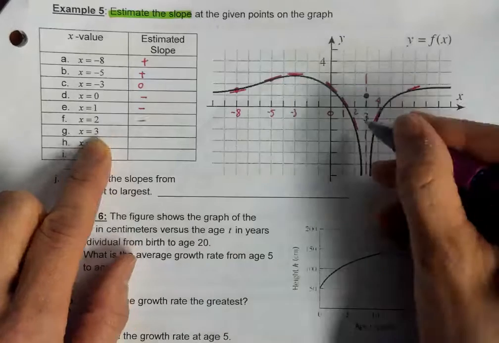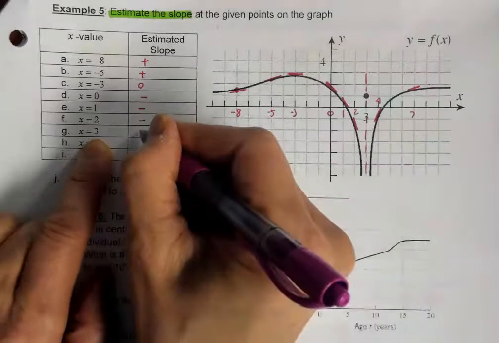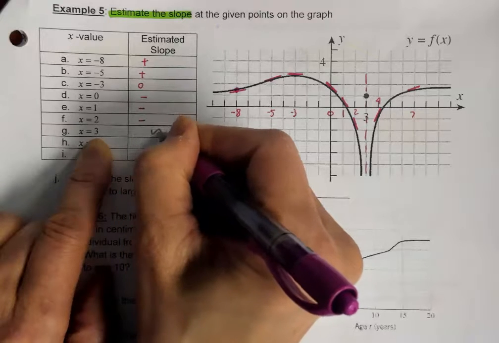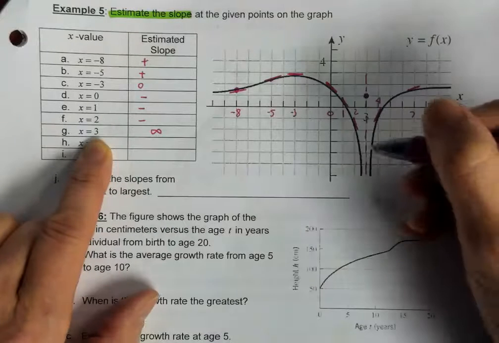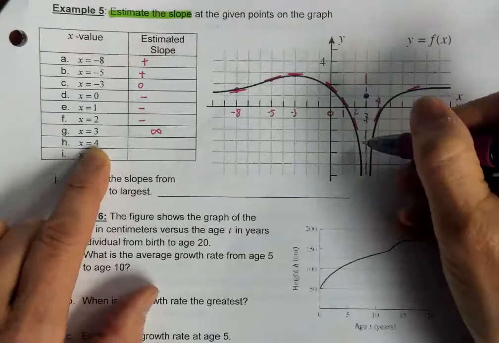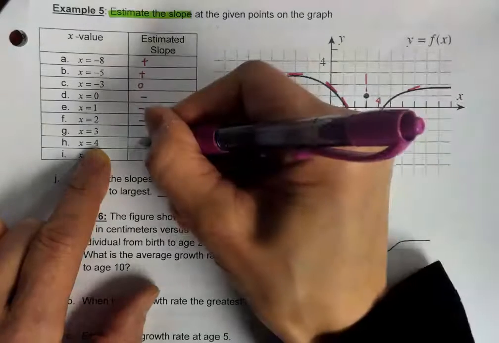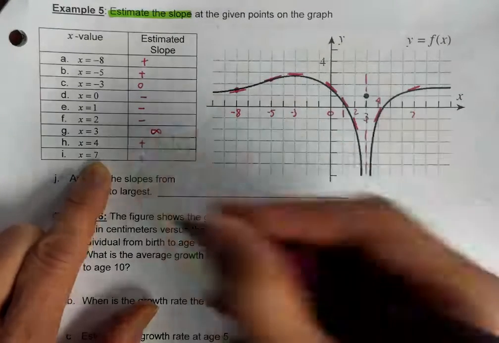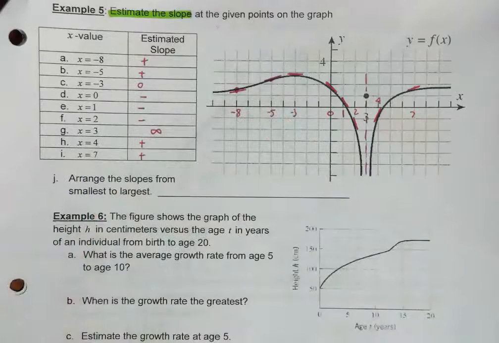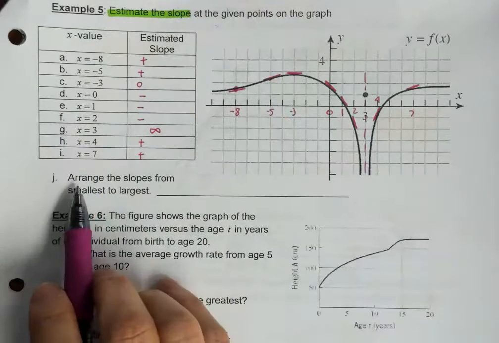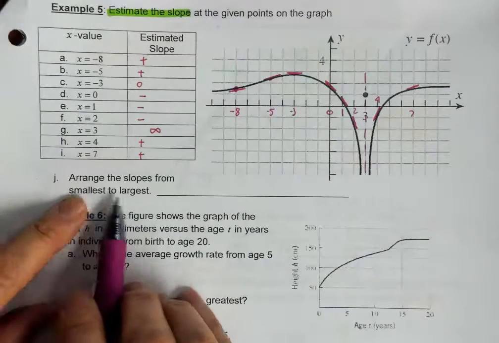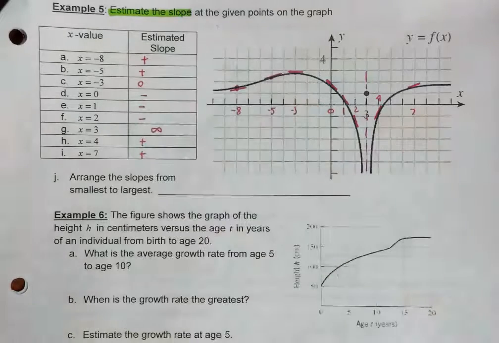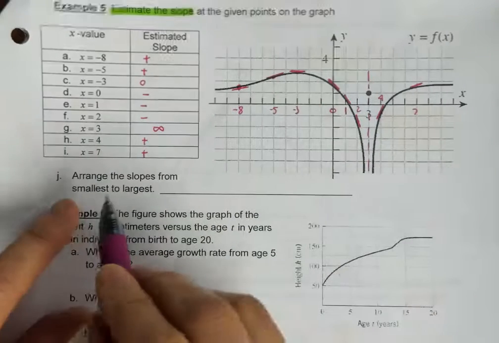1 is negative. 2 is negative, and at 3, we can actually put in a number on this. What would this be? Infinity. Okay, and then how about at 4? It's a positive. And then at 7, it's going to also be a positive. Okay, so in part J, it says arrange the slopes from the smallest to the largest. So I don't really have to have a numerical answer for this. I just need to be able to do a comparison. Okay, so what is the smallest slope?